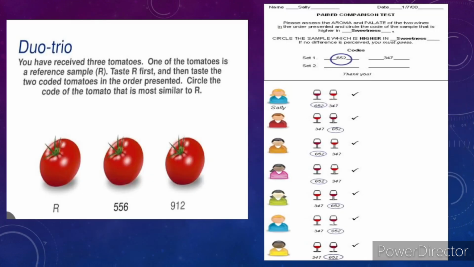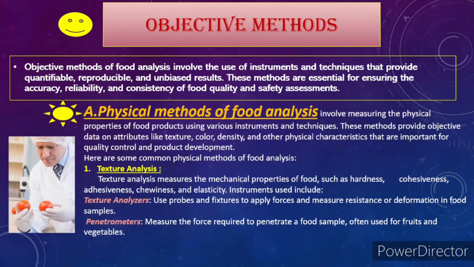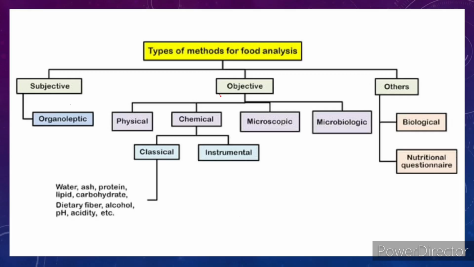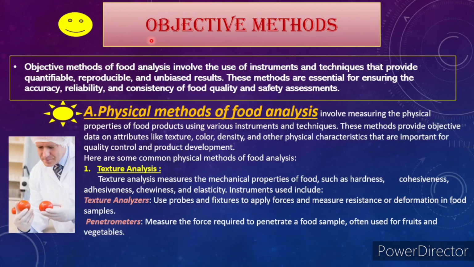Today we are going to explain the objective classification in detail. In objective classification, we have the physical, chemical, microscopic and the microbiological classification. Now we will start with the physical classification. Now let us start with the objective methods.